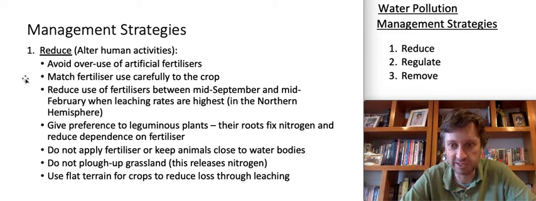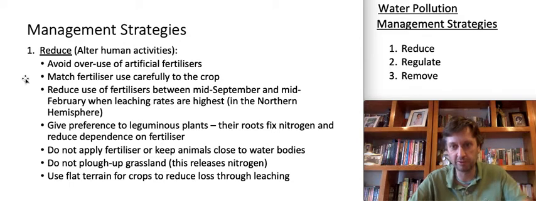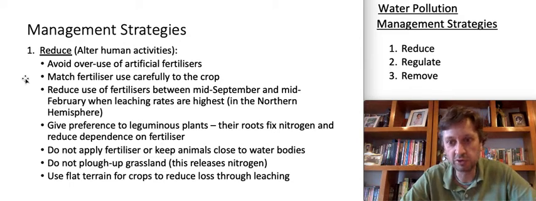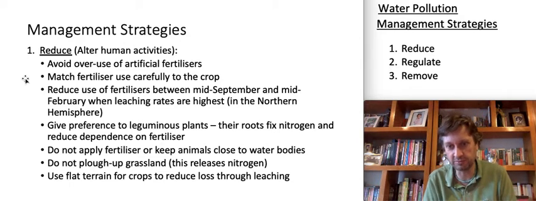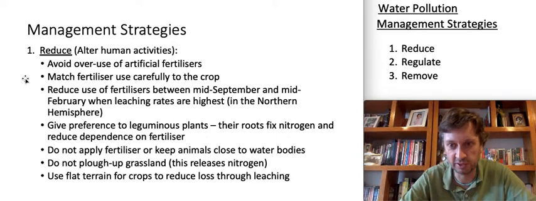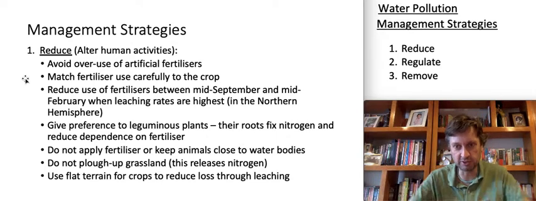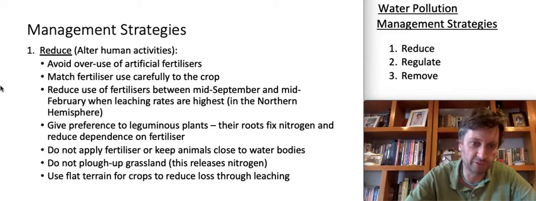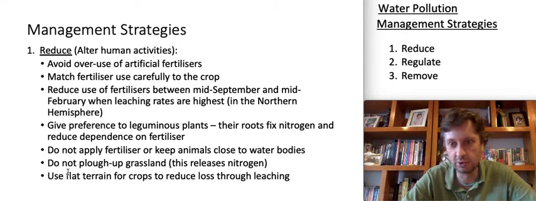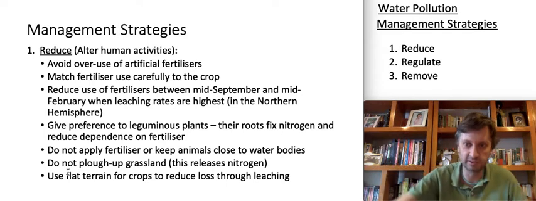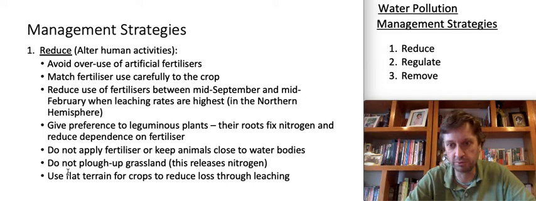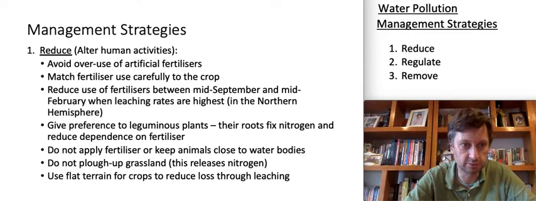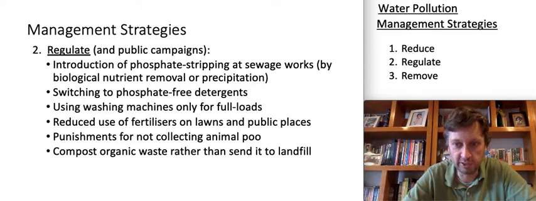Don't plough up grassland because that will release nitrogen, so reduce ploughing as much as possible. When we look at soil systems, you'll see that there are different methods of soil husbandry that keep nitrogen inside the soil and don't allow it to be removed. And then another very, very obvious one, don't plant crops on very sloping land because that will be very prone to runoff, surface runoff.